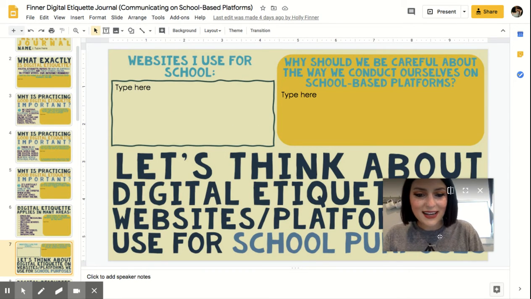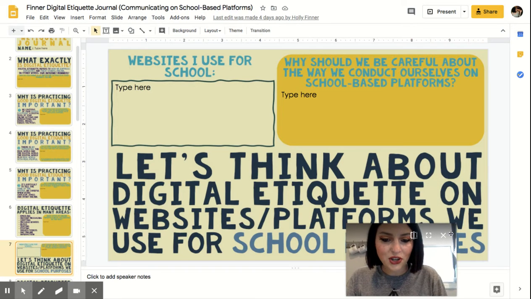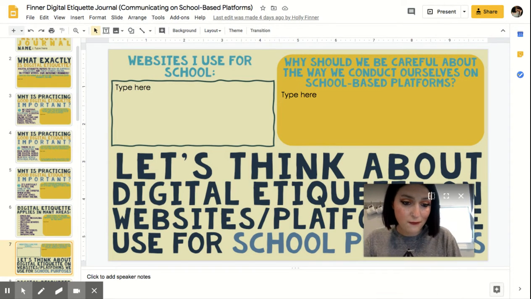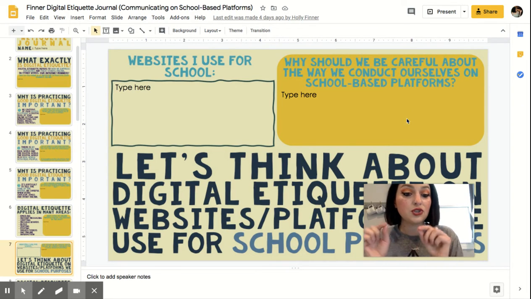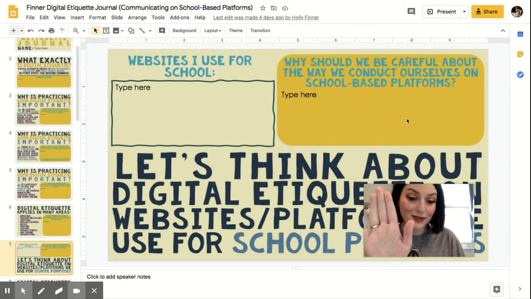All right, slide 7. I want you to think about digital etiquette on websites and platforms that we use mainly for school. You don't have to write this section in complete sentences on the left-hand side. Take a moment to think about what websites you use mainly for school. And then here on the right, again, 3+ sentences. Think about why we should be careful about the way we conduct ourselves on specifically school-based platforms. So take a moment, pause, and respond.